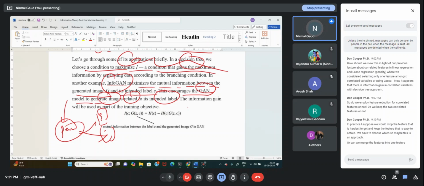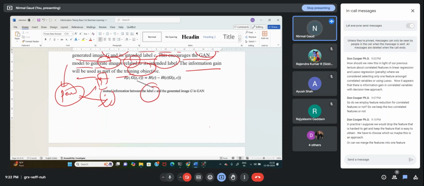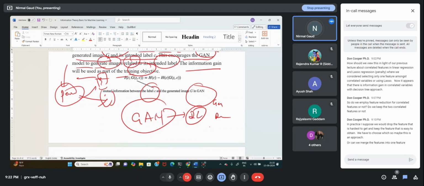So the information gain will be used as a part of the training objective. This is a formula for mutual information between the label and the generated images. GAN means generative adversarial network. If you don't know about that, this is a part of generative AI. This network is a deep learning network which has two components, one is the generator, one is the discriminator. Two deep learning architectures are there, and the idea is to generate fake images. I'm not going to tell more about it. Just remember, we use this concept of mutual information there also.